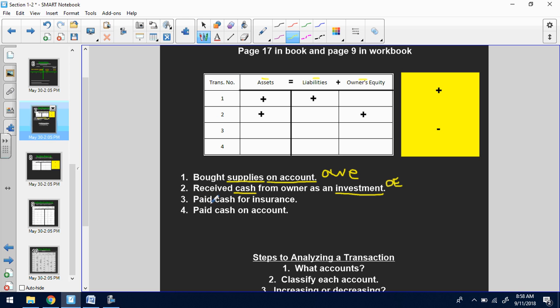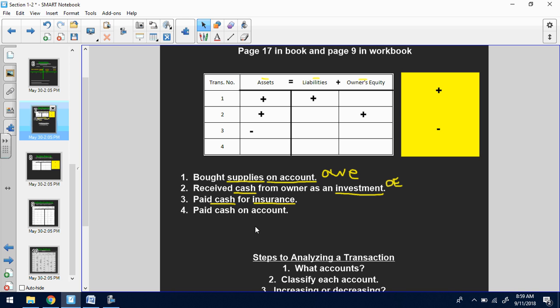All right, the next one, paid cash for insurance. Those are our 2 main parts. So now we've got to figure out what they are. Well, cash and insurance are actually accounts. If you look back on page 3 in your textbook, both of them fall under assets. They are both assets. So we're going to take a look at just cash first. If we paid cash, we're spending money, we're losing money. It means cash is going down, and therefore assets are going down.